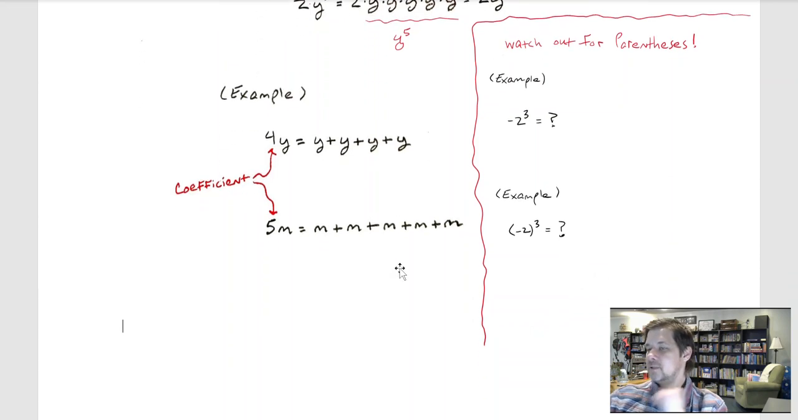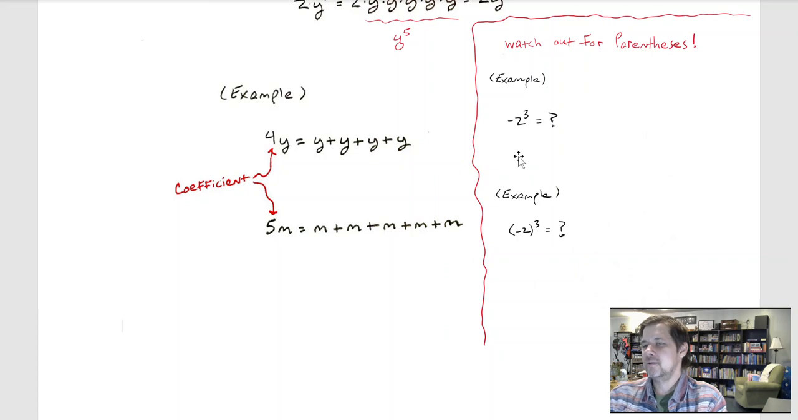Now, I mentioned before that we need to watch out for parentheses. So I thought of an example that sometimes confuses people, or it's something that they at least get wrong instinctually, okay? Do you see these two problems? I got negative 2 to the 3rd power, and I got negative 2 to the 3rd power again. If I was going to read these out loud, I might state them the same way. I might say that they both say negative 2 to the 3rd power, but they're different. And what do you think the difference is?